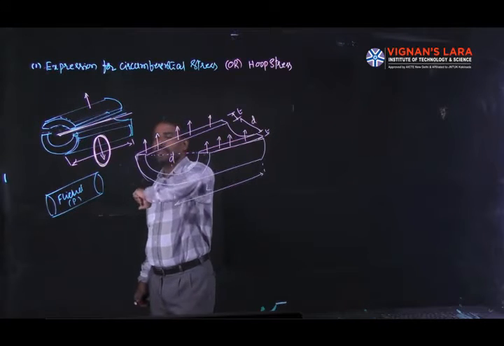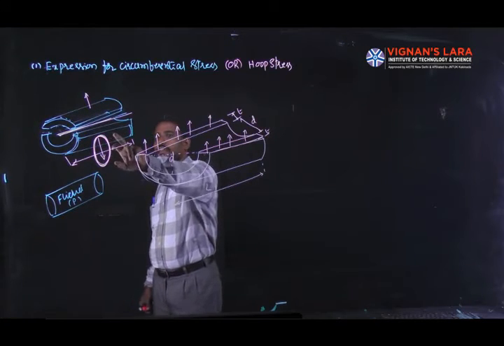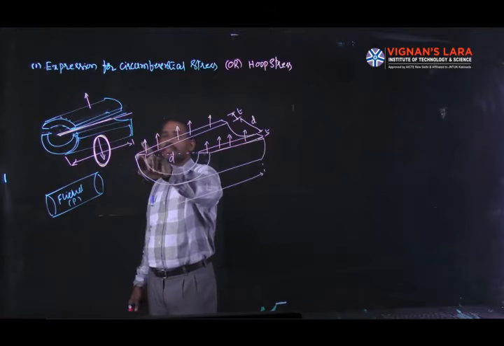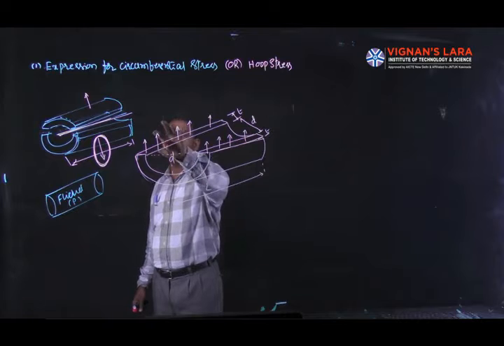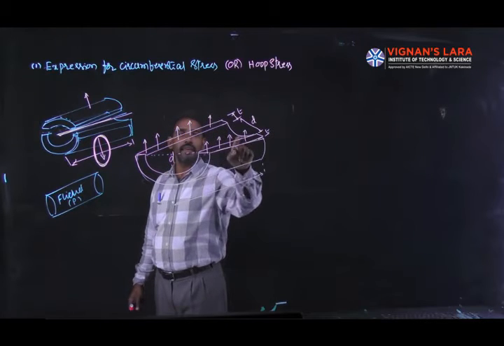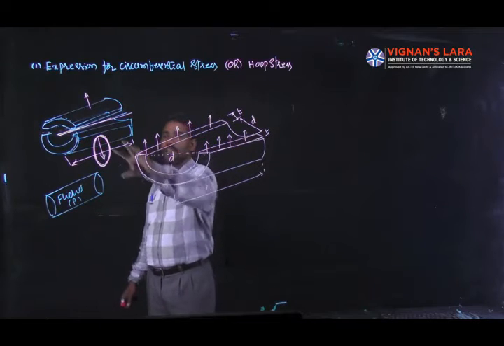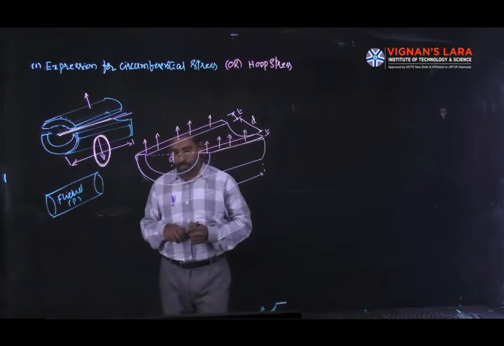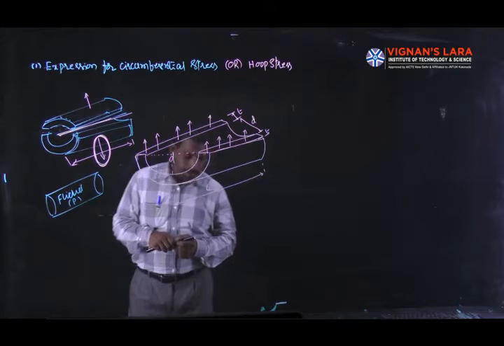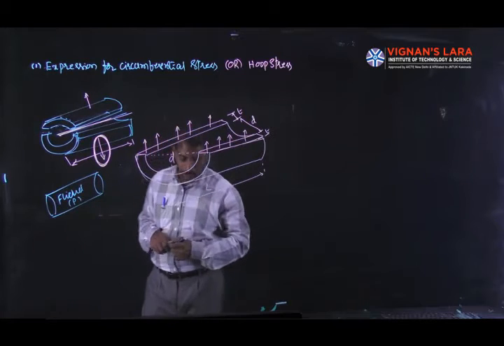So for equilibrium condition, the shell material should offer resistance in the opposite direction. This is the direction of the resistance offered by the material or the shell against the fluid pressure. This is a very, very important one. The expression for this is also called the hoop stress.